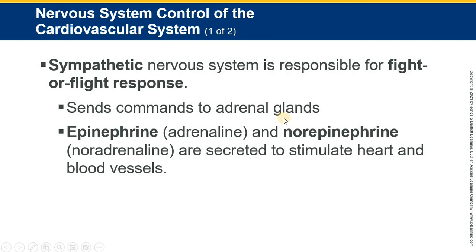Basically, it increases things like heart rate, so you get tachycardic, and your blood pressure will increase because your arteries will constrict because of these hormones. Those are called epinephrine and norepinephrine, or adrenaline, because it comes from your adrenal glands. So your sympathetic nervous system is your fight or flight response system.